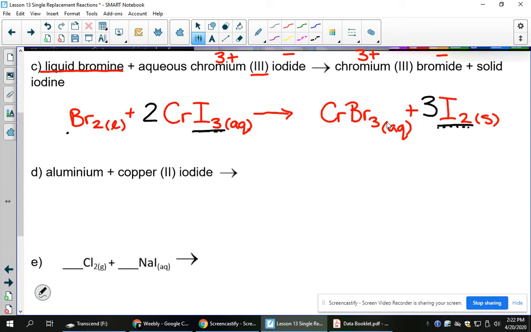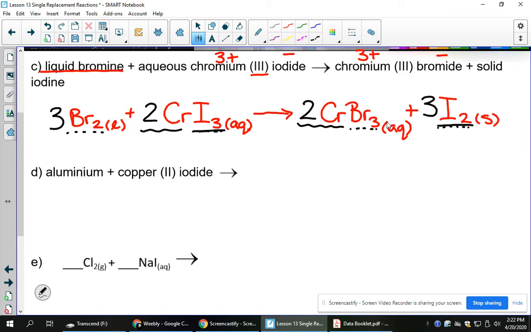Now I'm going to do the same thing with bromine. I've got 2 and I've got 3. So I'm going to multiply by a number so that I can get 6. The last element that I haven't checked is chromium. I have 2 and 2, so this is fully balanced.